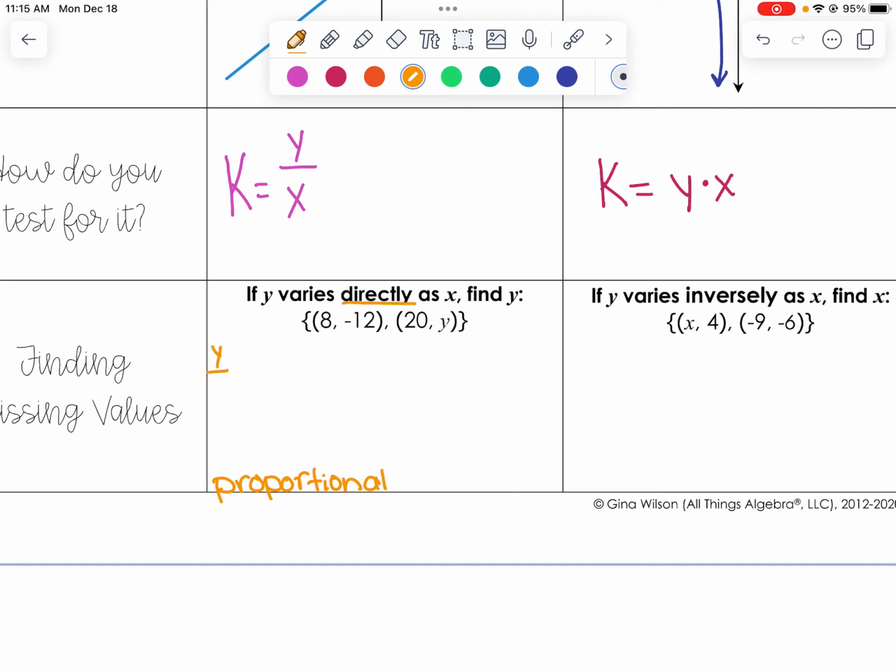We use the proportion y divided by x is equal to y divided by x. So when we write this ordered pair, we would take the y value of -12, and we would divide it by 8, set it equal to the other y value divided by x, so y over 20. That's when we cross multiply, and we're going to do -12 times 20 and 8 times y. It doesn't matter which order you put it in, it's totally up to you which one you do first, but -12 times 20 gives us -240. 8 times y simplifies to 8y, and we're going to divide by 8 and get y equals -3.